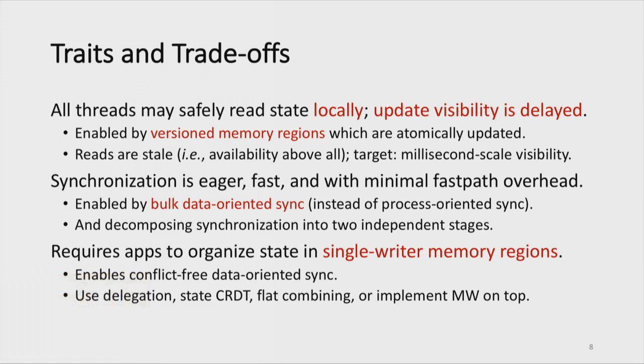What this entails is that the apps now have to organize their state into single writer memory regions. This is a big constraint, but we believe this is something we can work around in this context. So this enables conflict-free data-oriented synchronization. What is wrong with data-oriented synchronization is that if a conflict occurs, you have no way of resolving it because the semantics of the application is lost. How to work around having single writers, there are many techniques. You can have delegation, you can use state-based CRDTs and combine. You could use flat combining, or if you really need to, you can implement multi-writer on top. What it entails is that you have to have the knowledge of how the logging and the snapshotting works in the system and work around its constraint to implement multi-writers on top.